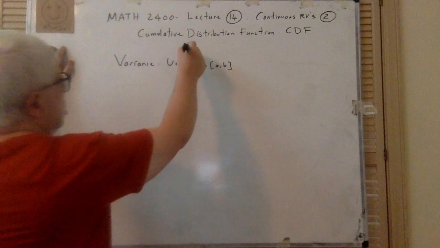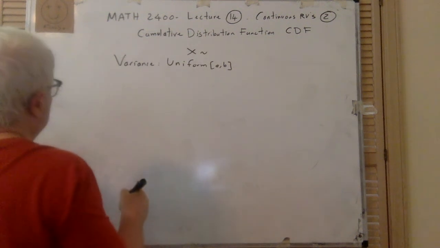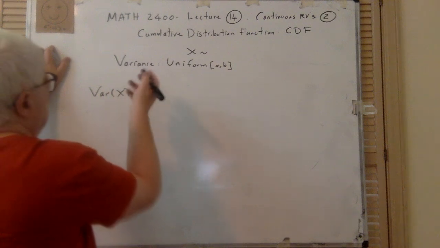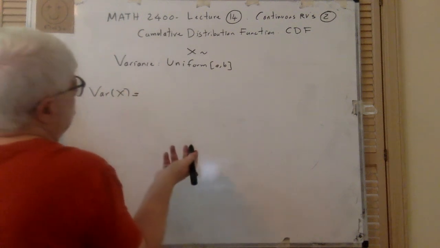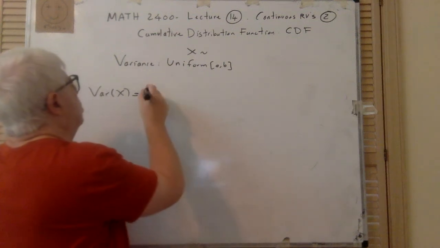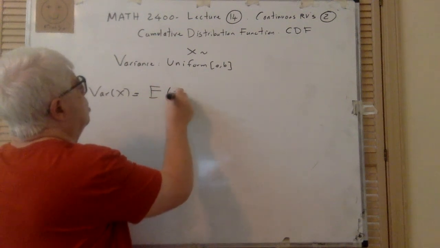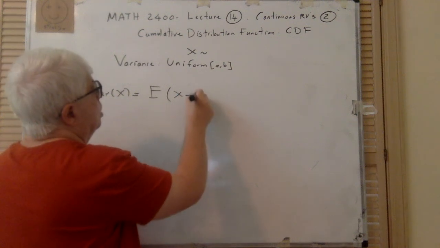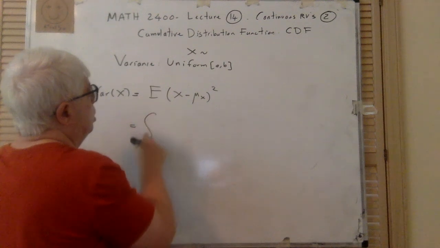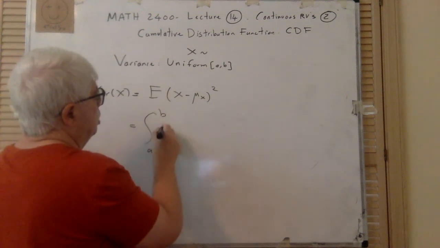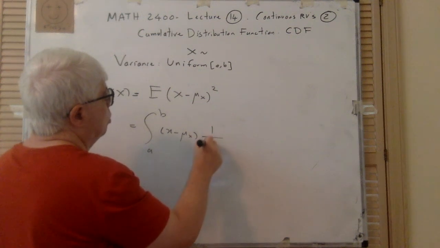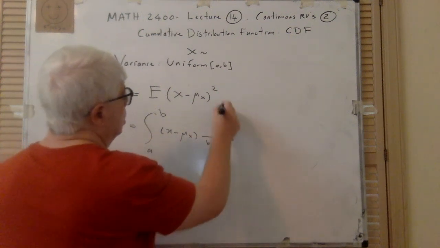So what do I need? I need the variance of x. Let's use this: x minus mu x, squared. So that is in fact the integral from a to b of (x minus mu x) squared times 1 over b minus a dx. You see what this is?